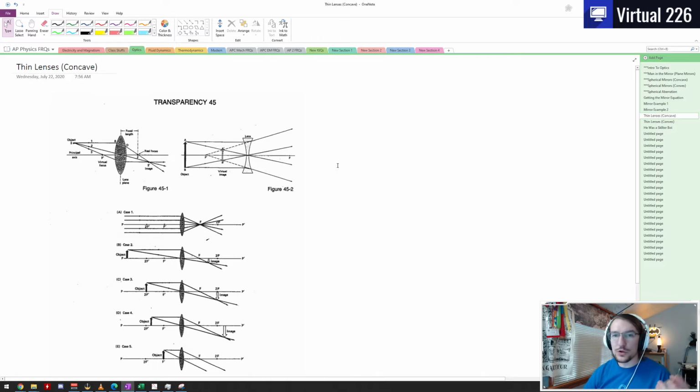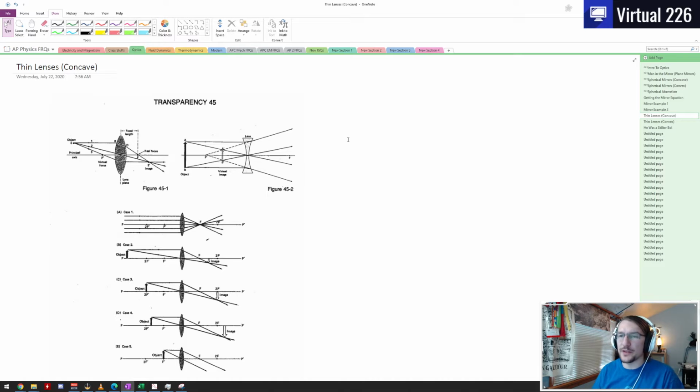Okay, so we're looking at thin lenses right now. And we call them thin lenses because, generally speaking, they're thin. Like if you're looking at this lens here, it's not that thick. It kind of fits like a little wafer in between your fingers.